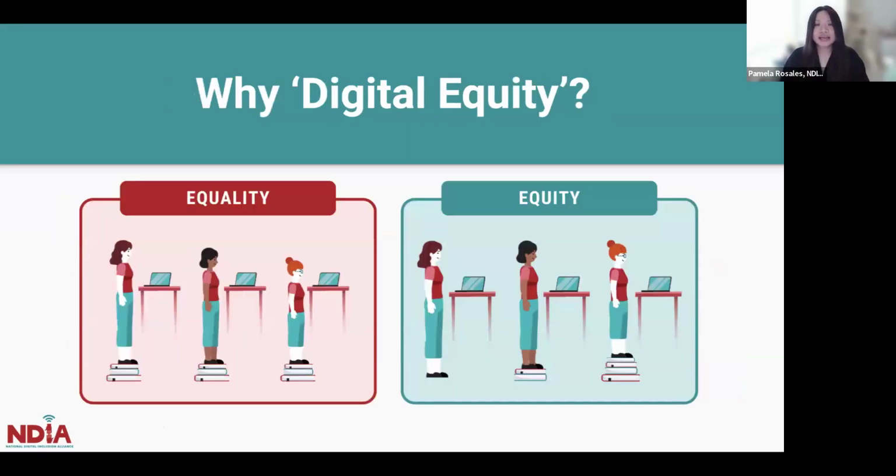All right, so why digital equity and not the term equality? To put it simply, equality just doesn't fully serve our community. The terminology here is equality. That is where each individual or group is given the same resources or opportunities, which is demonstrated in this image, right? Both images have 6 books. Equality on the left, everybody's getting the same 3 books, and nothing is really changing for them. They're all just taller because they're all standing on 3 books.